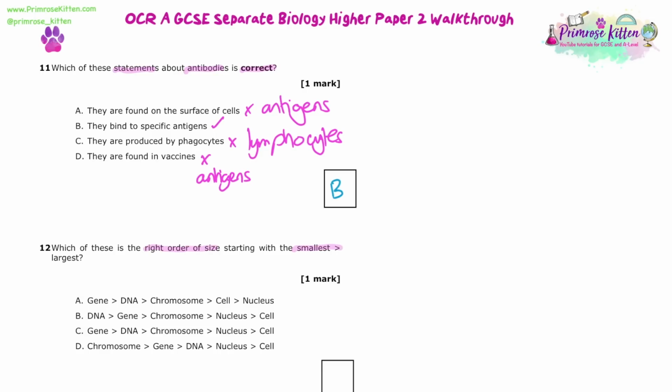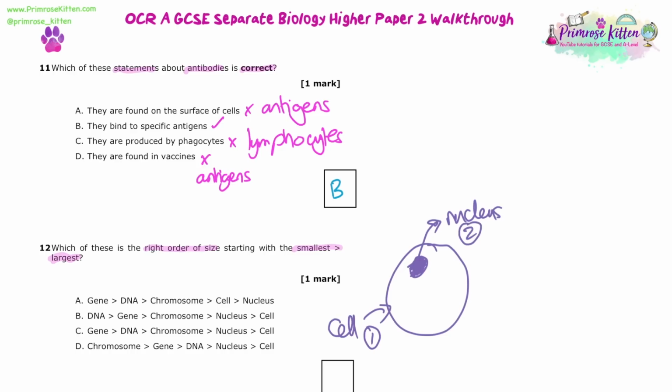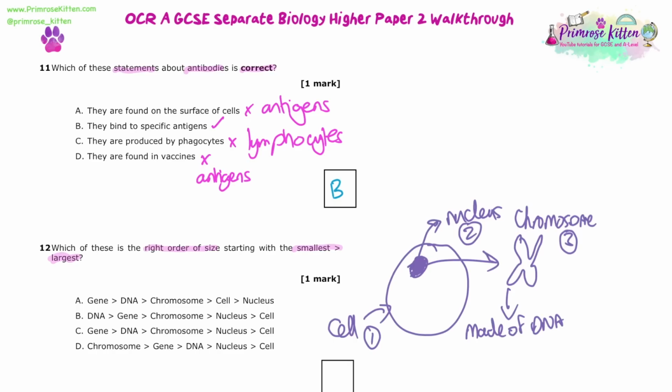Question 12. Which of these is the right order of size, starting with the smallest to the largest? Okay, so we've got a fair few here. I would draw this out. So we've got a nucleus. The nucleus is in a cell. Okay, so the cell is obviously the biggest. Inside the cell is the nucleus. What's inside the nucleus is going to be the chromosomes, because they are structures that we can see. So that means that they are bigger. The chromosomes are made up of DNA. So all the DNA together makes chromosomes, so that must mean that the DNA is the next smallest.